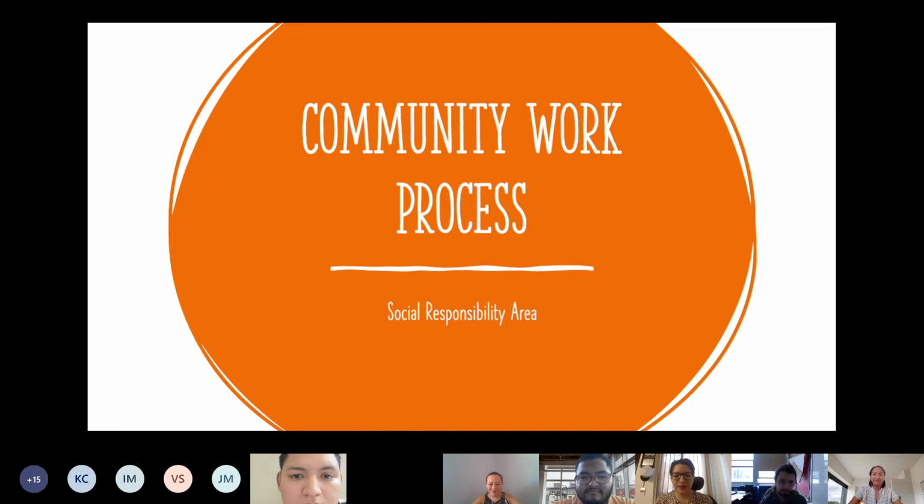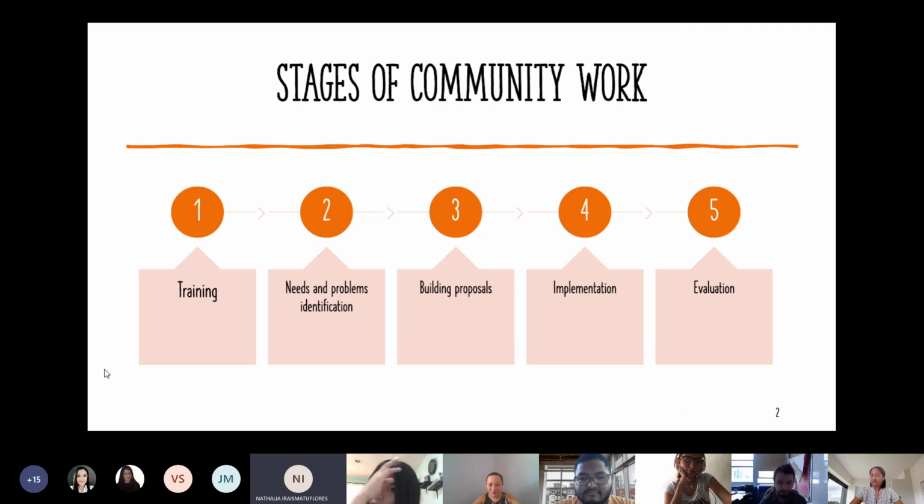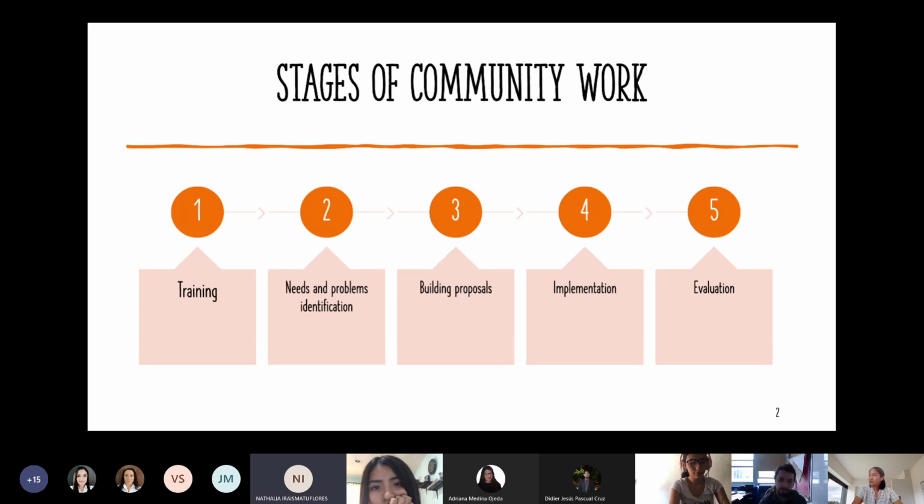Yes. Good afternoon. Today we will be talking about the community work process in UABIC. Next slide, please. UABIC's process consists of 5 phases. I will be explaining the first two stages. Next slide, please.